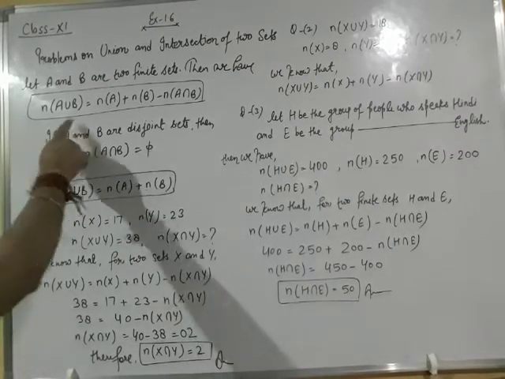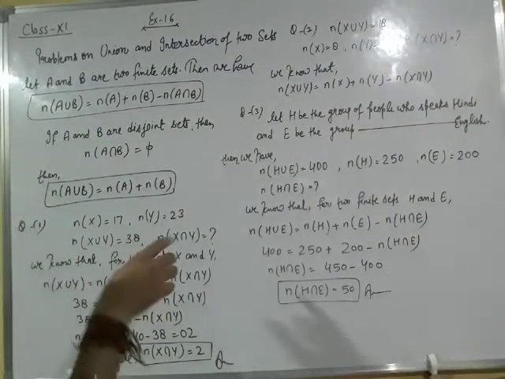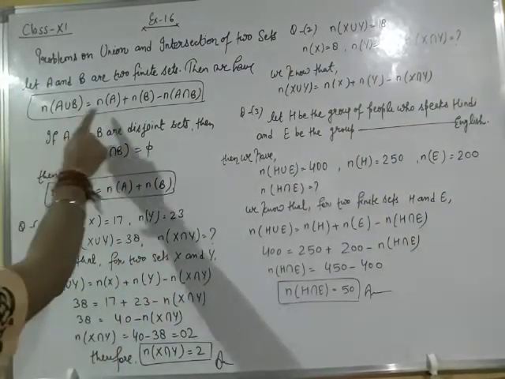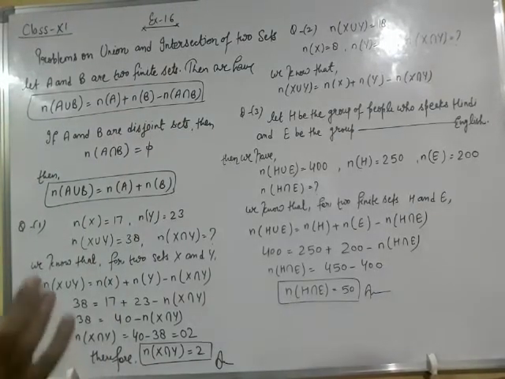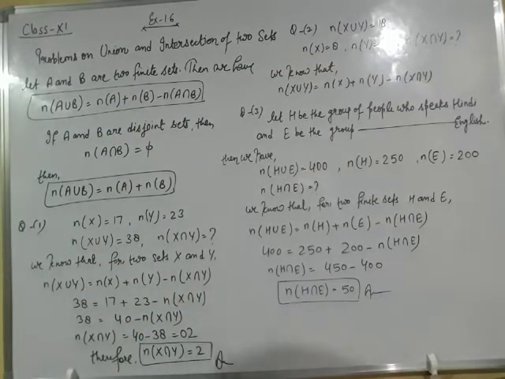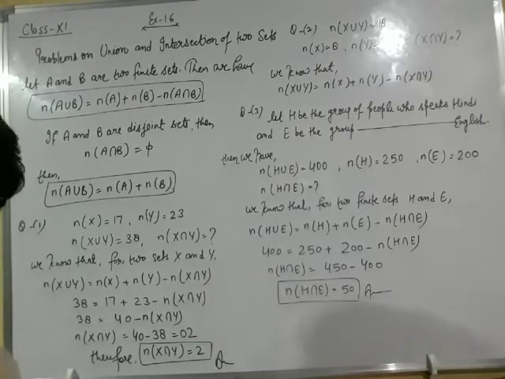There are 4 terms. If we understand this formula, how many terms are there? 1, 2, 3 and 4. Total 4 terms are there. In all the questions, 3 terms will be given to you and we have to find the fourth one.